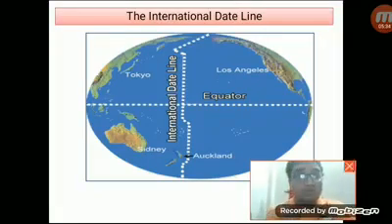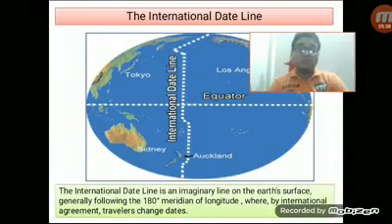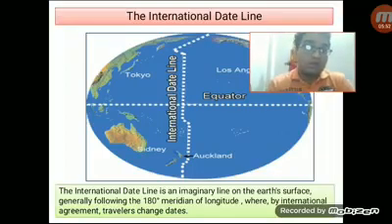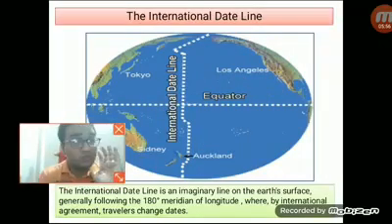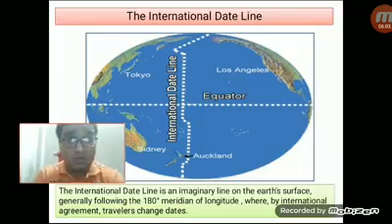Okay, so what is the definition of the international dateline? So this is the definition. The international dateline is an imaginary line on the earth's surface, generally following the 180 degree meridian of longitude, whereby by international agreement travelers change dates. Okay, so basically there are two rules to change the date. Now I'm going to show you these two rules.